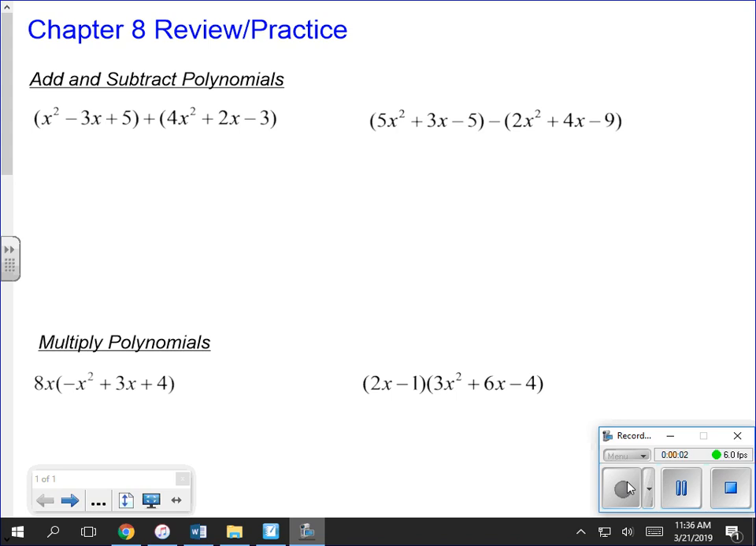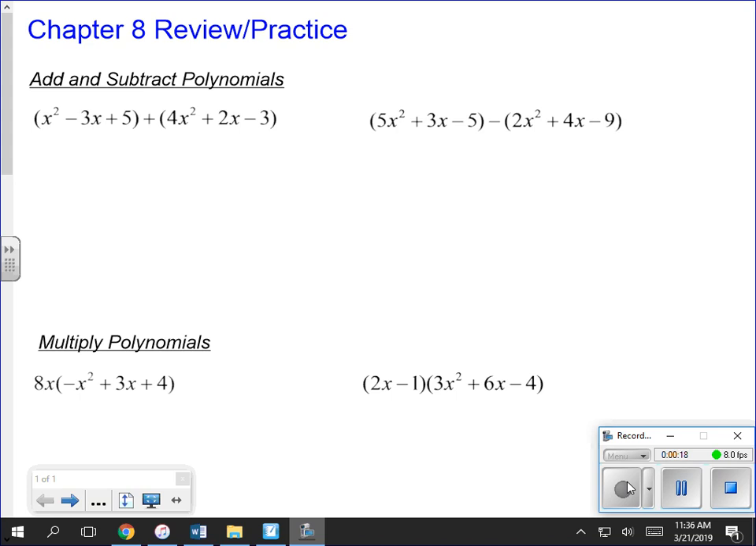Okay, here we go. Last review before the test. So, first question, add and subtract the polynomials. When you add and subtract, all you're doing is combining up like terms. For addition, the first thing I want to do is look for like terms.